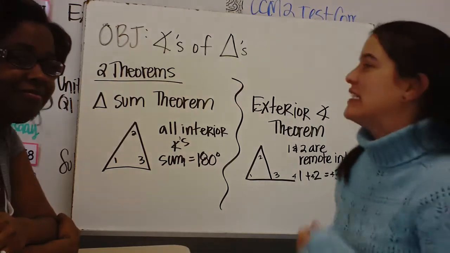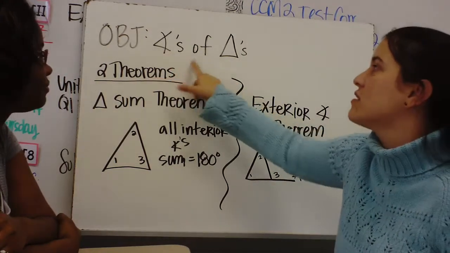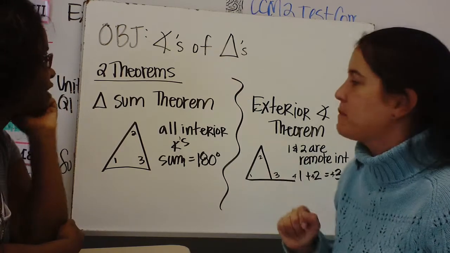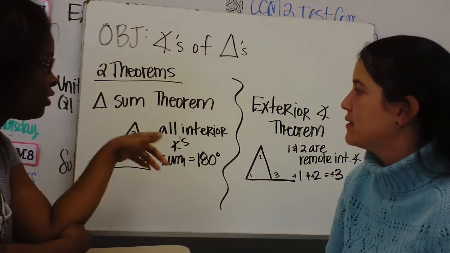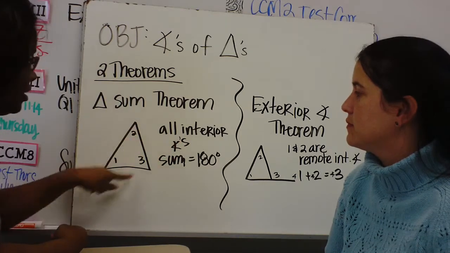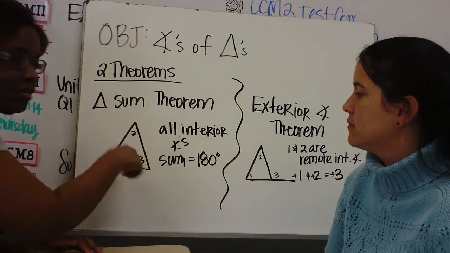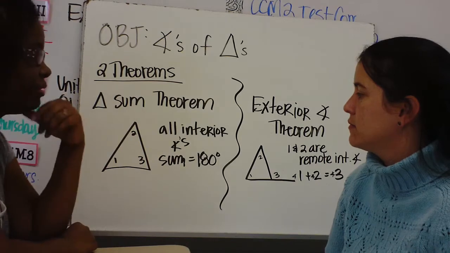Alright, Miss Hannah, Miss Barnes here, and today the objective is angles of triangles. So we have two theorems we're going to talk about today. We're going to talk about the triangle sum theorem, which says that all the interior angles, or the angles inside of the triangle, add up to equal 180.